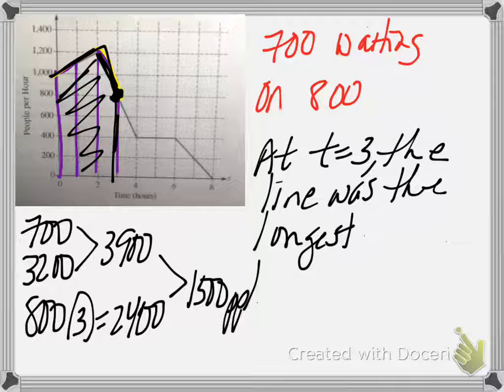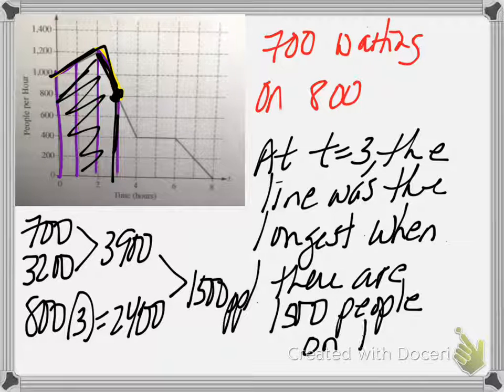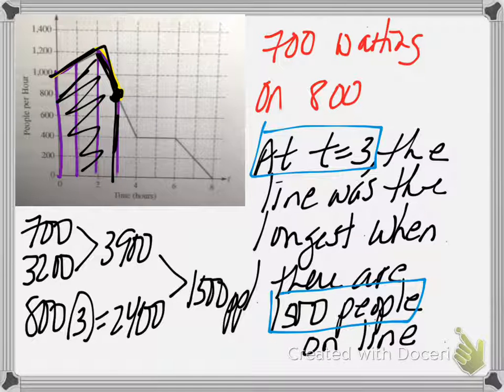So you're going to say at t equals 3, the line was the longest when there are 1,500 people online. And that's why you end up waiting 2 hours to go on a ride. All right, so this is the point values. Let's see. If you identify t equals 3 as the winner, that's 1 point. If you get the number of people that are online, 1,500, that's 1 point. And your justification, which would be all the work that you've shown, that was also worth 1 point.